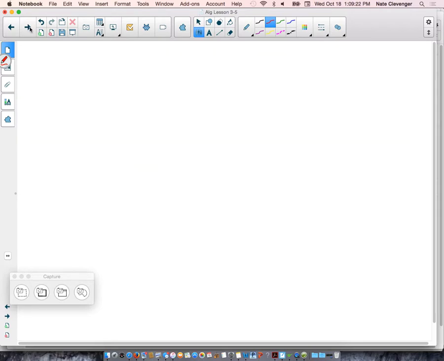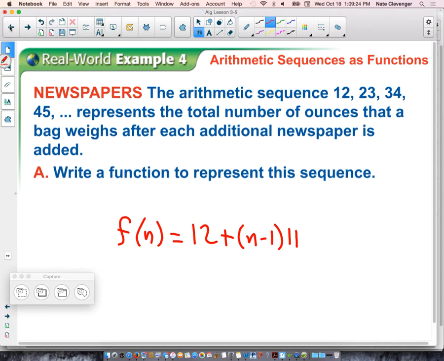So the next one would have said something like 83. And then you plug it in for n and then do your thing. So if you said 83 newspapers, what would the weight of 83 newspapers be? You put in 83, 82 times 11 plus 12.